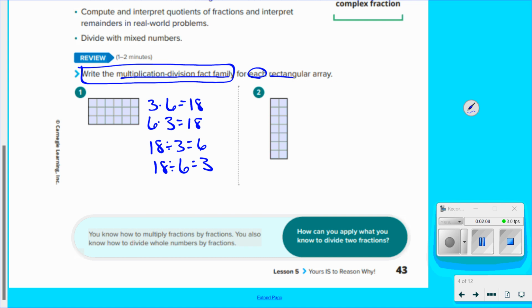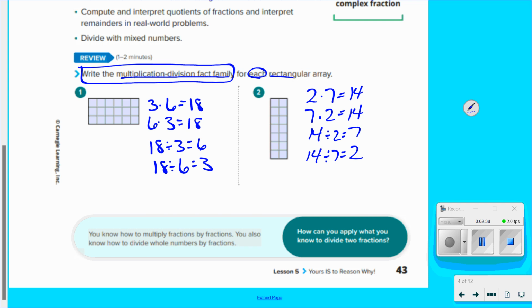Good. So the fact family is 2 times 7 equals 14. 7 times 2 equals 14. 14 divided by 2 equals 7. And 14 divided by 7 equals 2. Awesome. Good job. Guys, does everybody understand this? Yes. Any questions on your fact families?